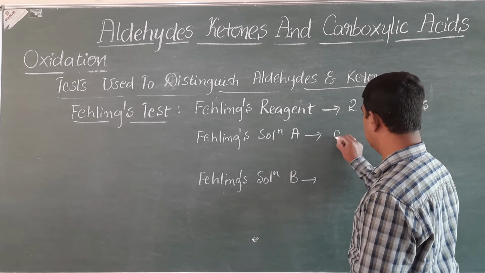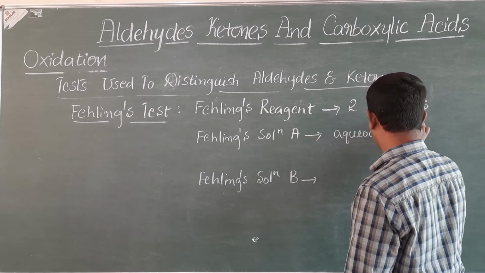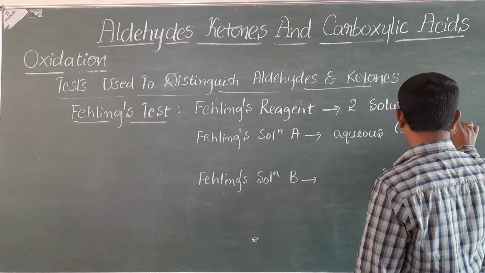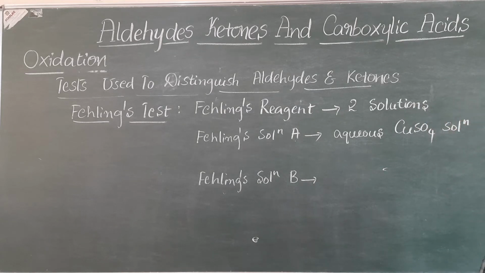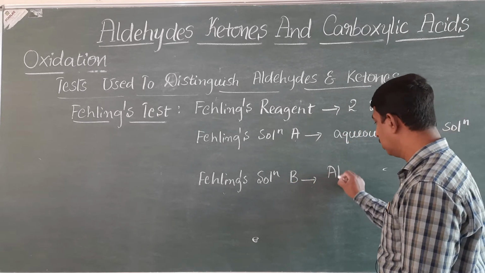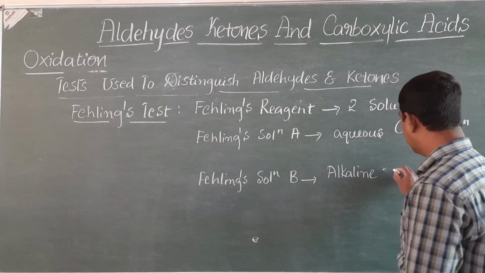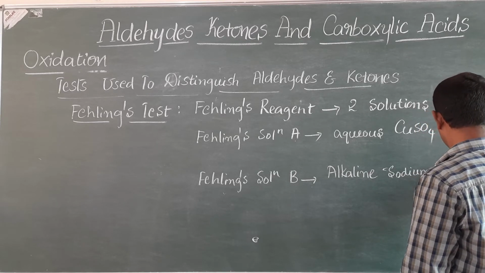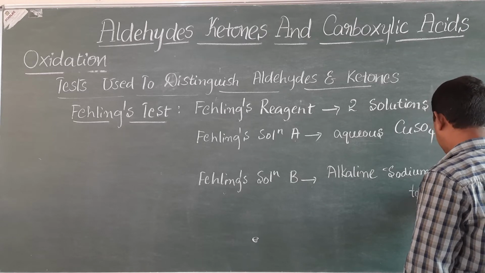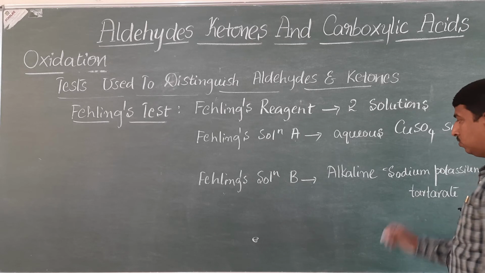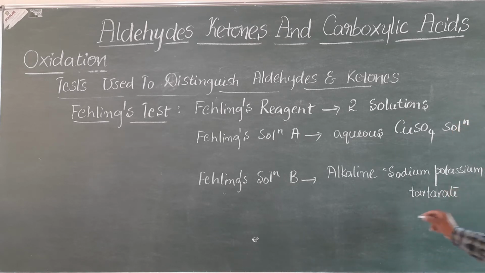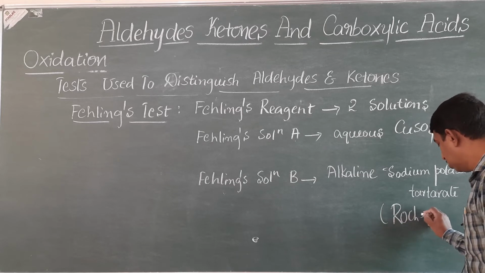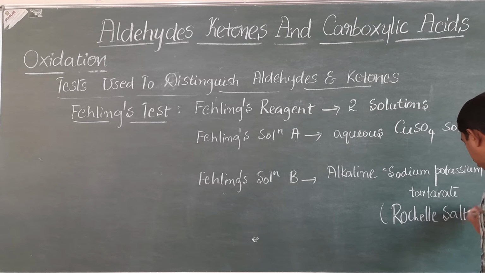Now what is Fehling's solution A? Aqueous CuSO4, copper sulfate solution. Aqueous copper sulfate solution is named as Fehling's solution A. What is Fehling's solution B? Fehling's solution B means alkaline solution containing sodium potassium tartarate. This salt is called Rochelle salt.